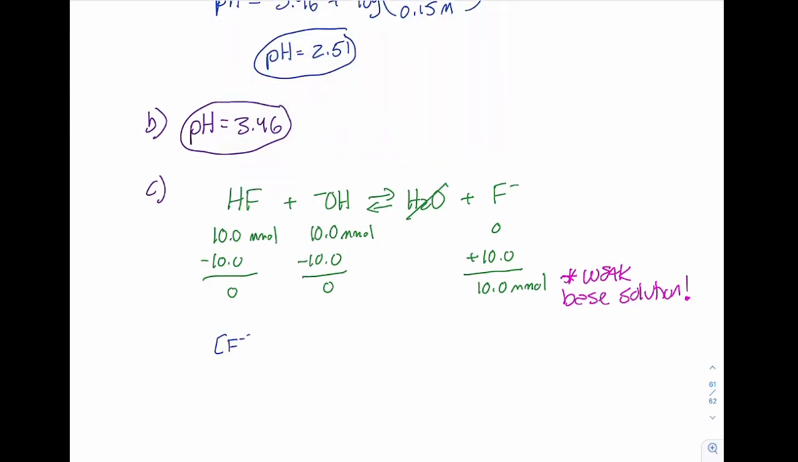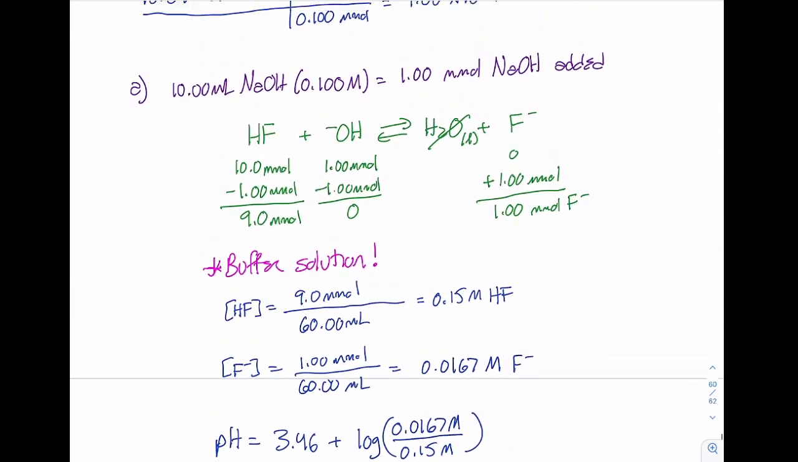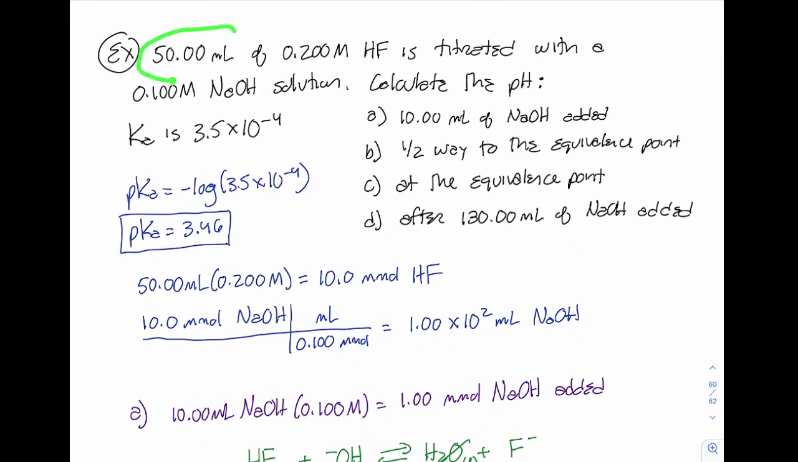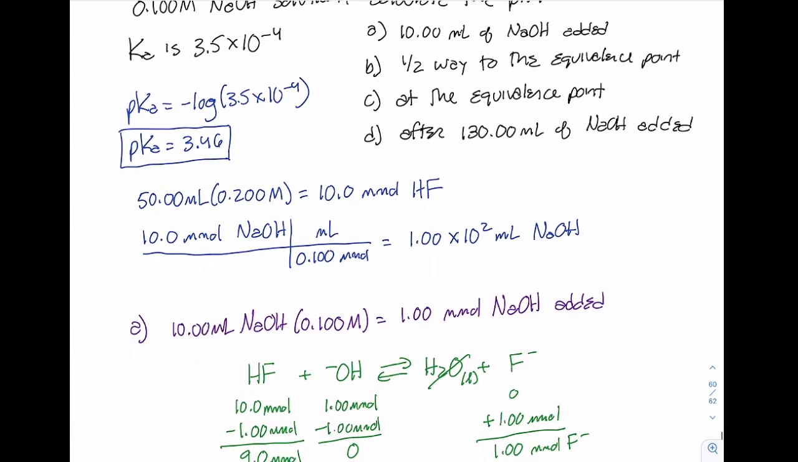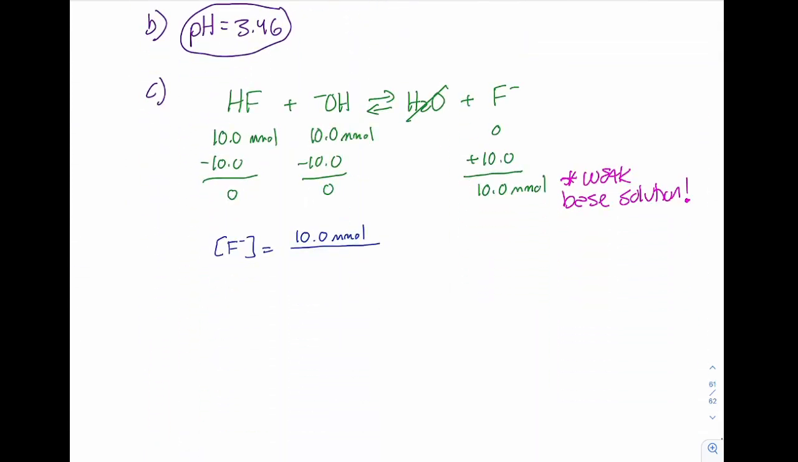So my concentration of fluoride ions, I have 10 millimoles. And then my total volume at this point, if we go back up, I have 50 milliliters of hydrofluoric acid. That's what's in my Erlenmeyer flask. And then this number we calculated, we've added 100 milliliters of base to it. So my total volume is 150 milliliters.